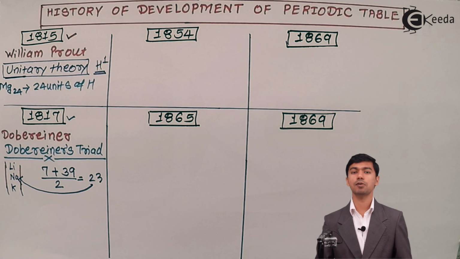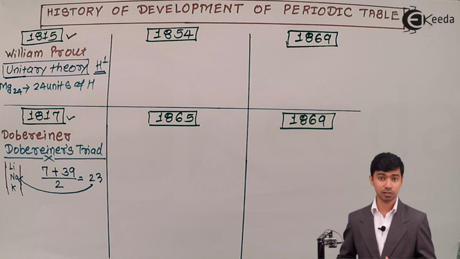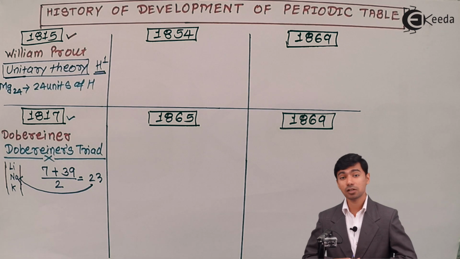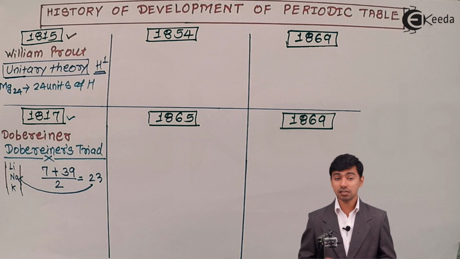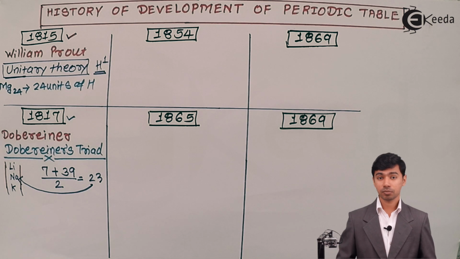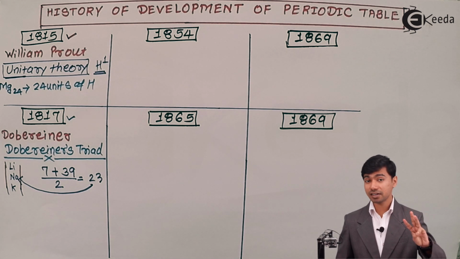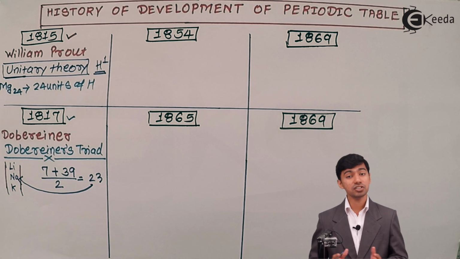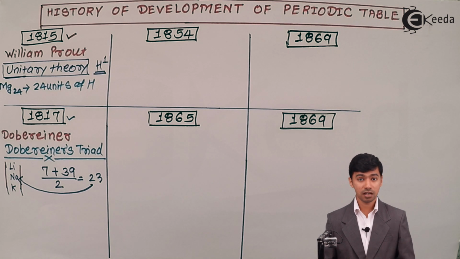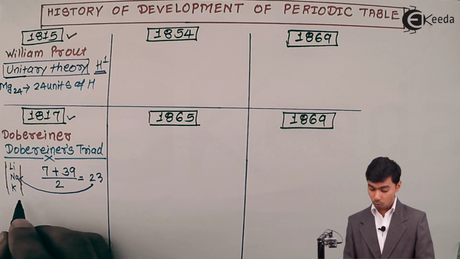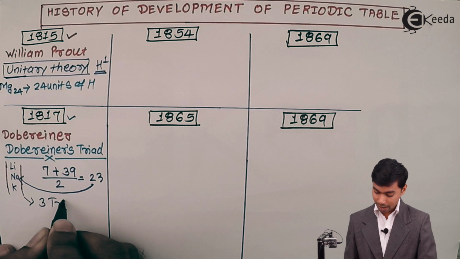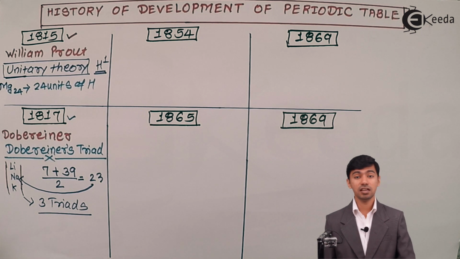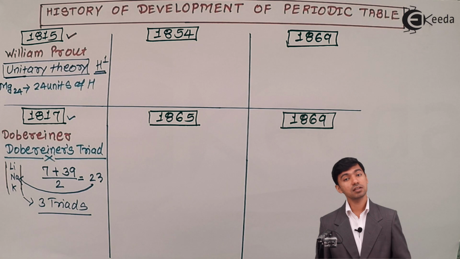That means we just have to take an average of the first and last element's atomic mass to know the atomic mass of the middle one. But there was again a question in front of us, because elements were discovered in a random manner. So he made only 3 triads at that time. That means he could not make this theory applicable to each and every element discovered at that moment. He only got success in making 3 triads, and the remaining elements remained unclassified. That means this theory was again ruled out.